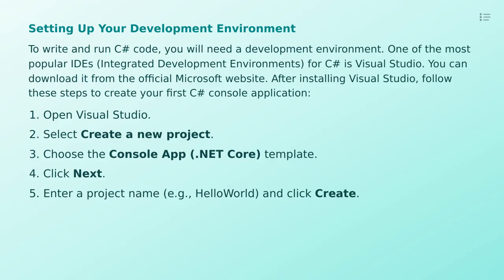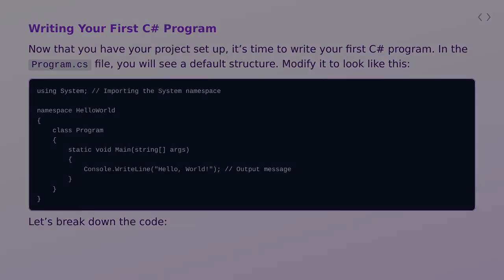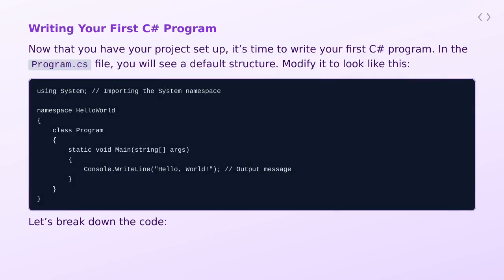First, open Visual Studio. Next, select Create a new project. Then, choose the Console App .NET Core template. Then click Next. Finally, enter a project name, e.g. Hello World, and click Create. Let's move on to writing your first C# program.